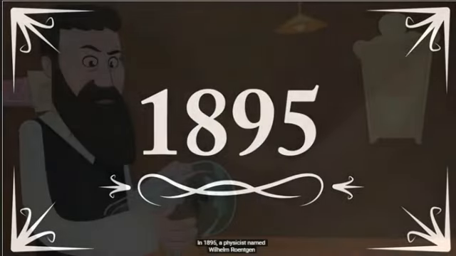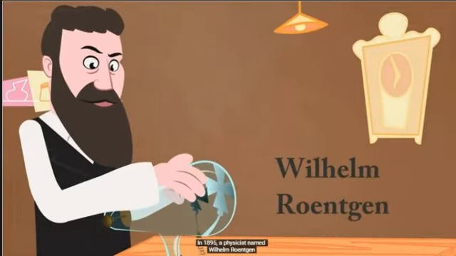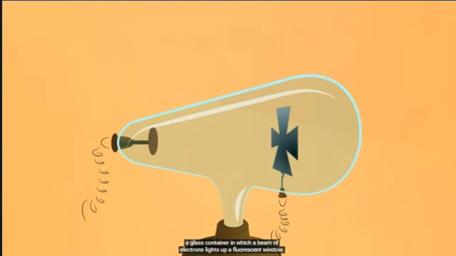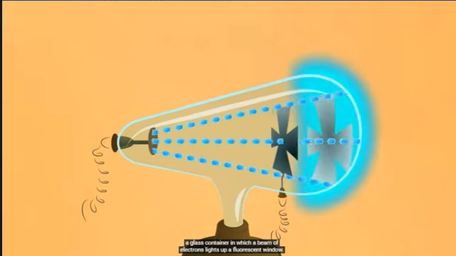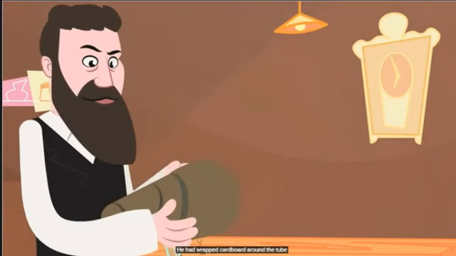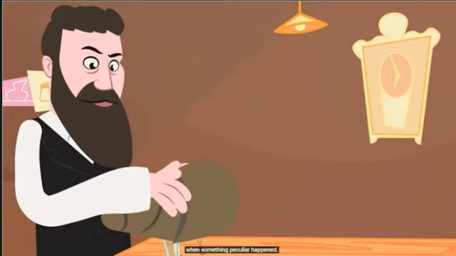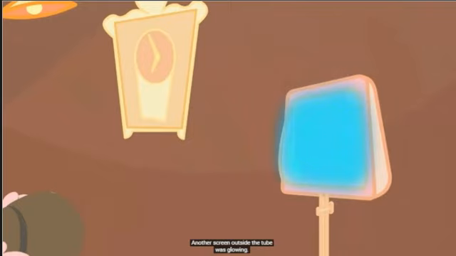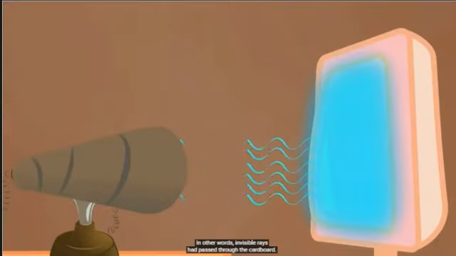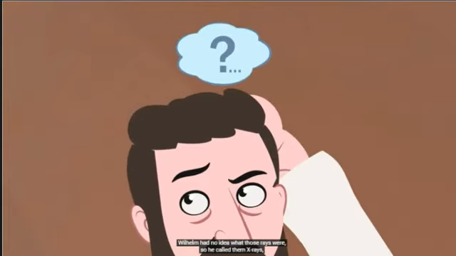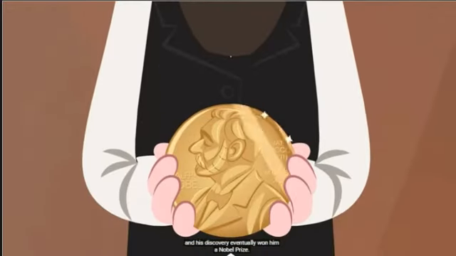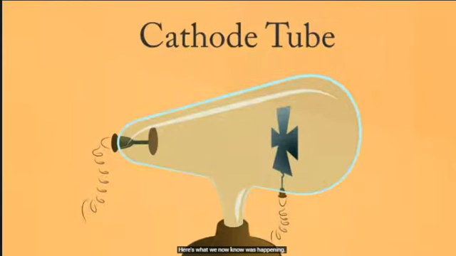In 1895, a physicist named Wilhelm Röntgen was doing experiments with a cathode tube, a glass container in which a beam of electrons lights up a fluorescent window. He had wrapped cardboard around the tube to keep the fluorescent light from escaping when something peculiar happened. Another screen outside the tube was glowing. In other words, invisible rays had passed through the cardboard. Wilhelm had no idea what those rays were, so he called them X-rays, and his discovery eventually won him a Nobel Prize. Here's what we now know was happening.